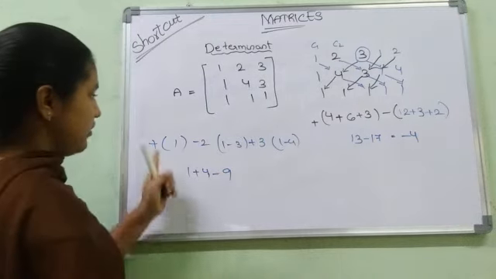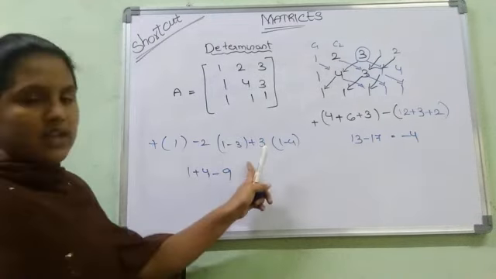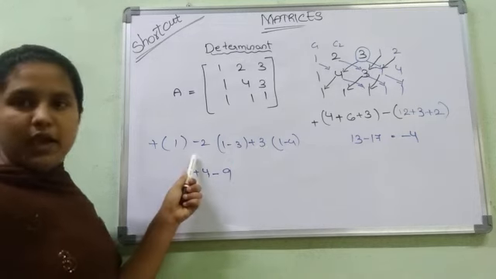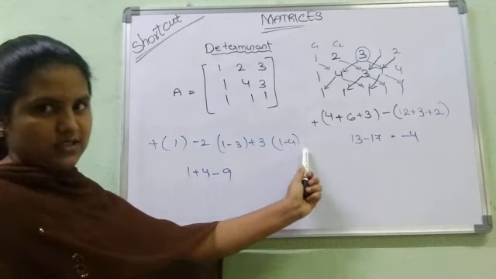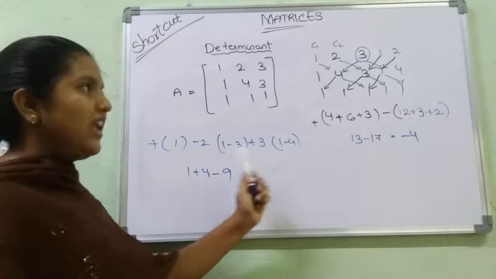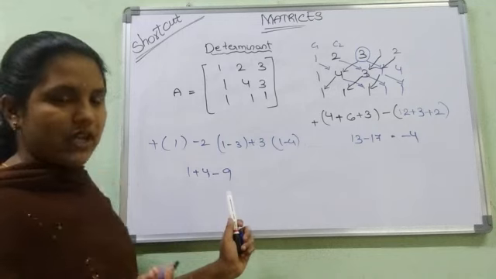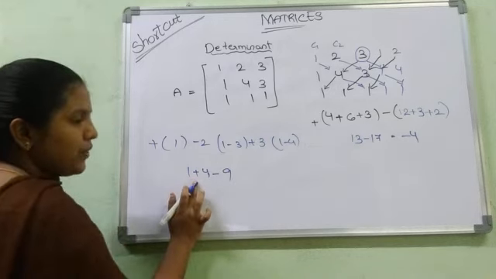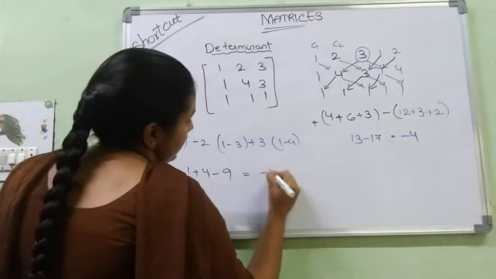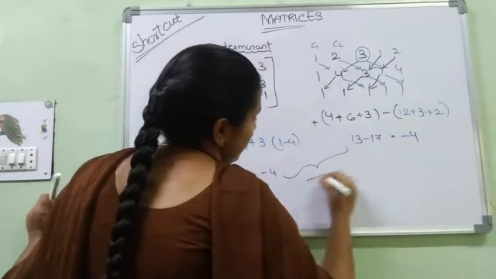Do you understand now? 1 minus 3 is minus 2. Minus 2 plus 4. 1 minus 4 is minus 3. Minus 3 into 3. Okay, so minus 9. Minus 9 plus 5 is minus 4. Therefore, it is equal.